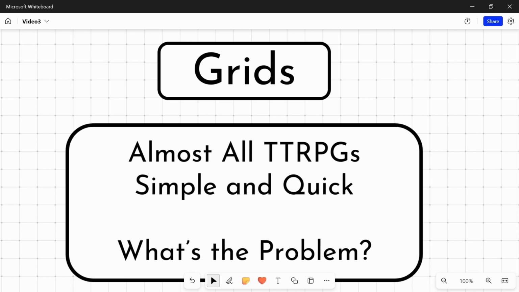Basically, in a sort of Cliff Notes version, it's because grids are really simple and really quick and make the mathematics and complexities of combat easier to handle. You know exactly where your targets are, you know exactly how much area your effects will fill, these kinds of things. But what's the problem with grids?